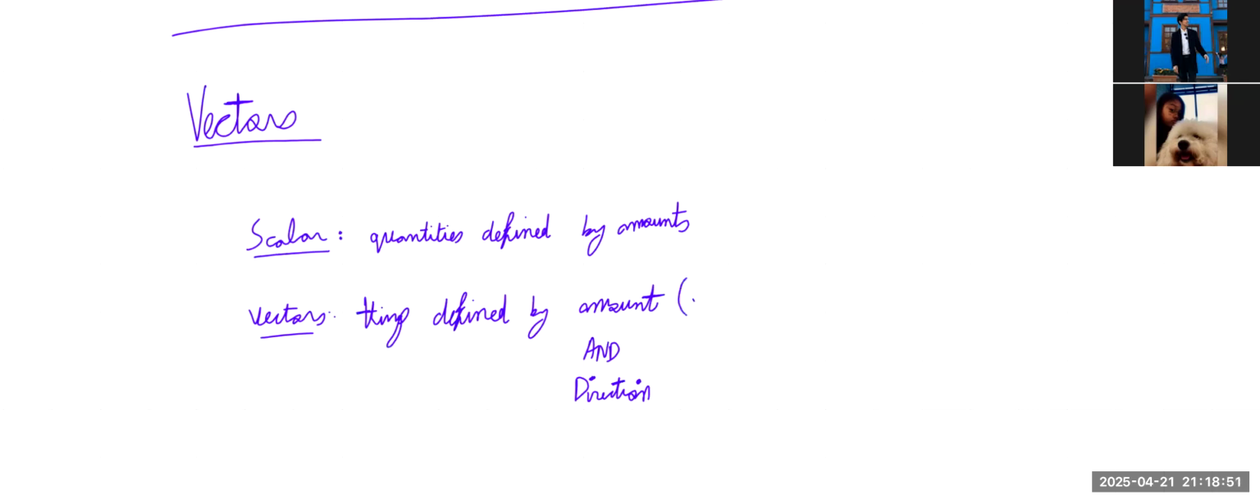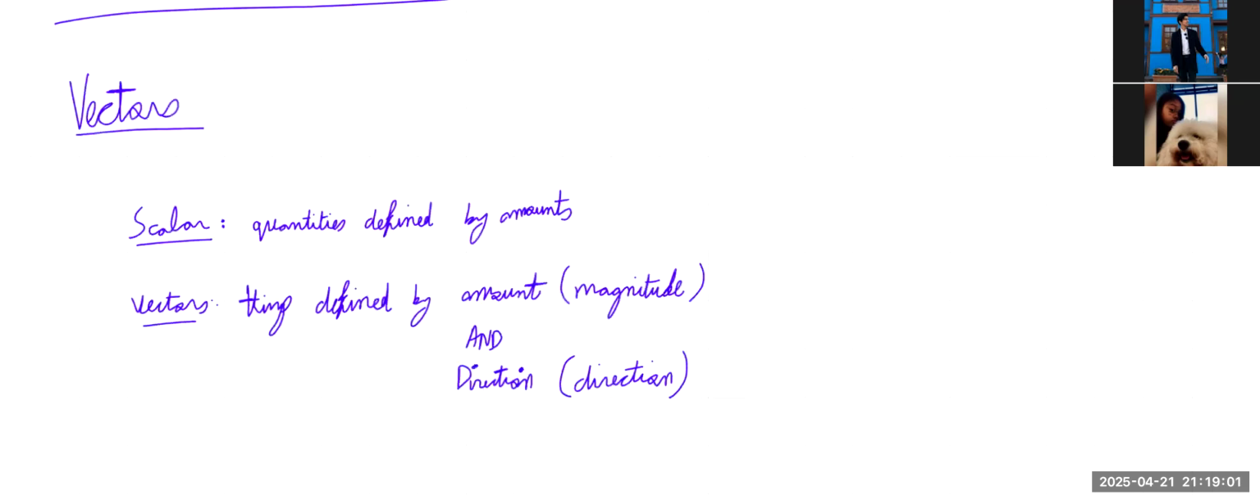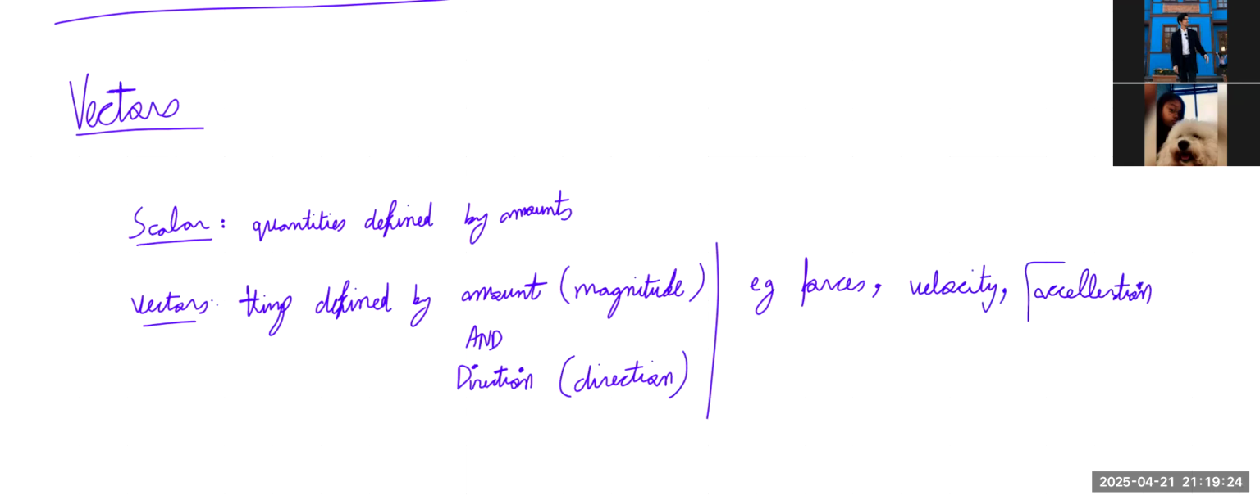The amount we call magnitude, and the direction we call direction. That's basically it. For example, you can have forces, velocity, acceleration. All of these things require an amount. How fast am I going and what direction? Which direction am I accelerating in? What direction am I pushing in and by how much?